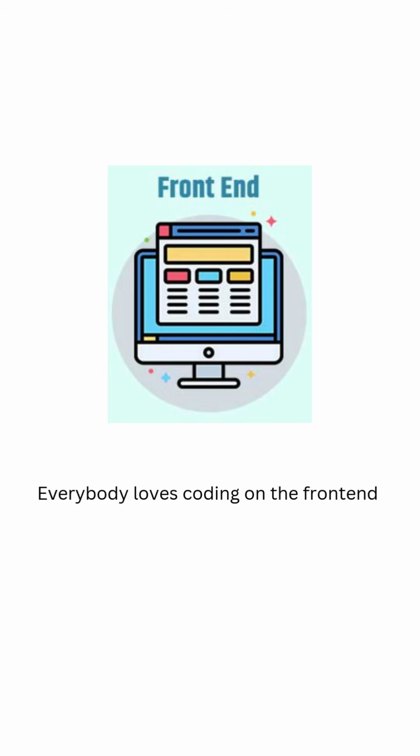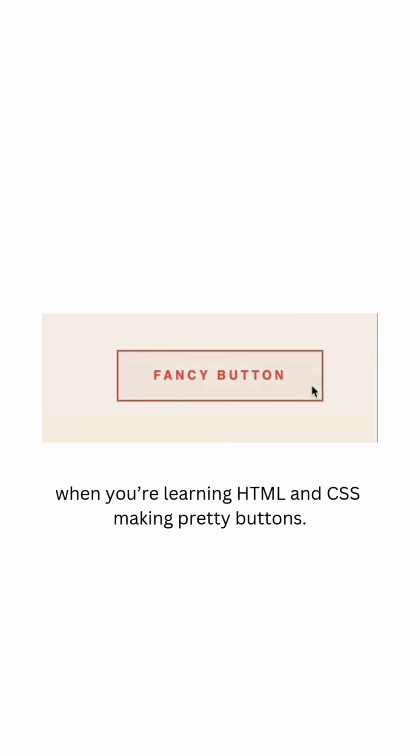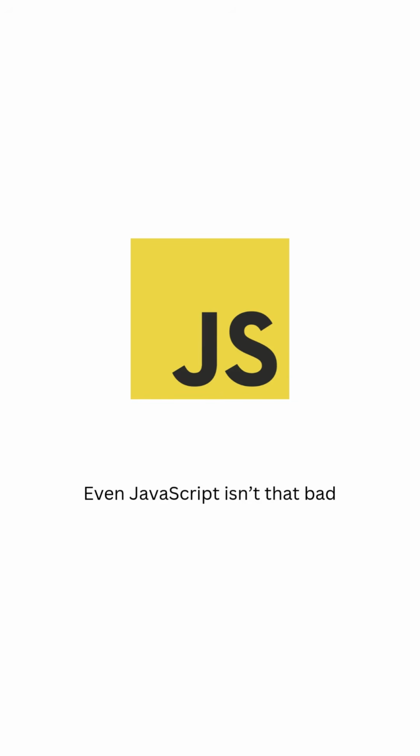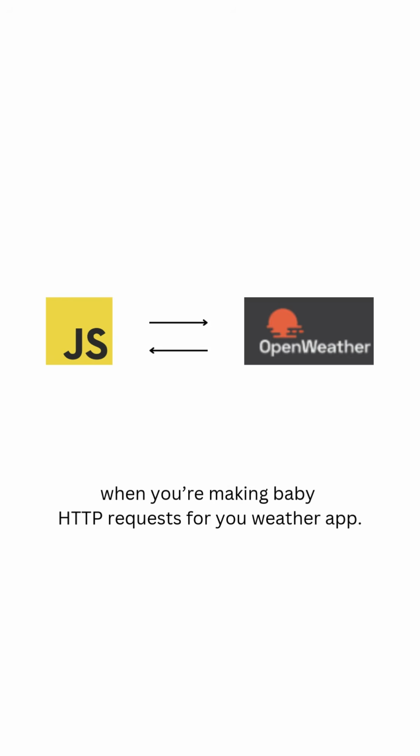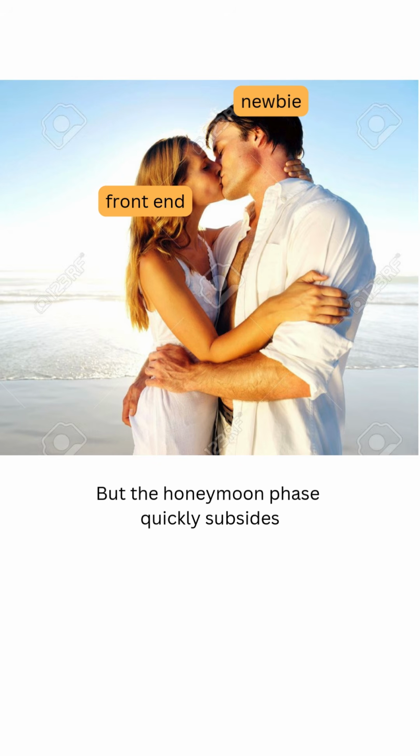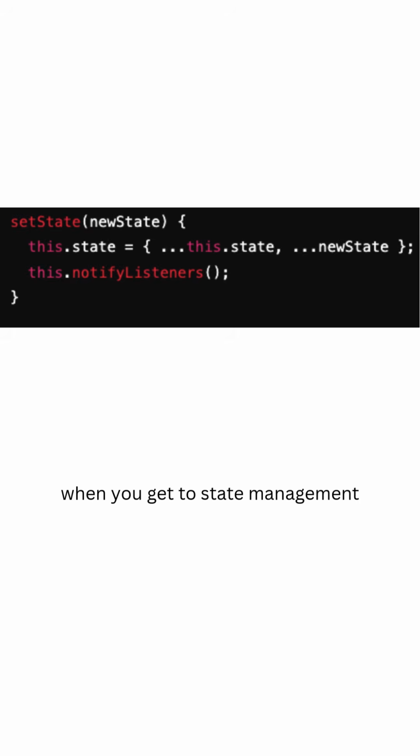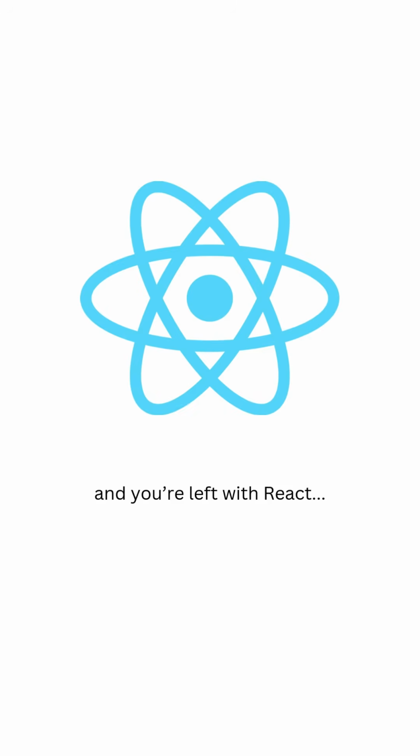Everybody loves coding on the front end when you're learning HTML and CSS, making pretty buttons. Even JavaScript isn't that bad when you're making baby HTTP requests for your weather app. But the honeymoon phase quickly subsides when you get to state management and you're left with React. So how did we get to this state?